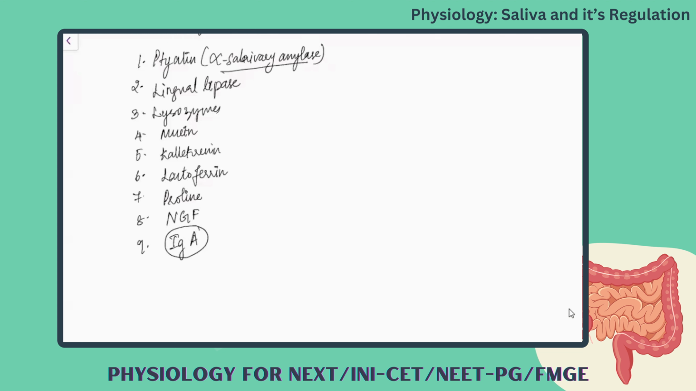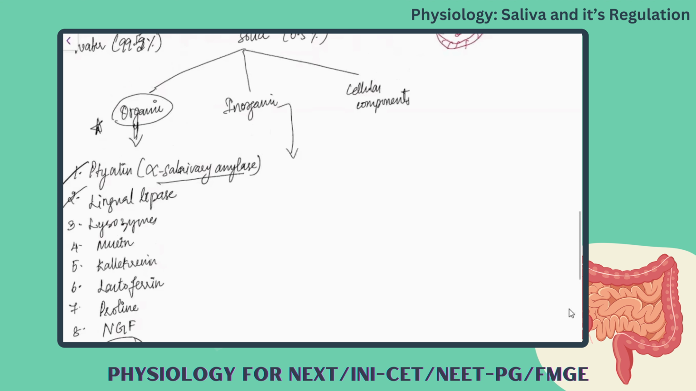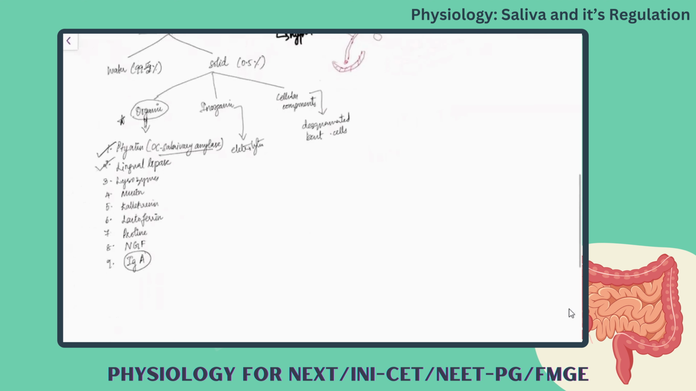So these are the organic solid components which are present in the saliva, and the main enzymes involved in digestion in the mouth are alpha salivary amylase and lingual lipase. This is not the only place where carbohydrate and fat get digested; this is the place where the beginning of fat and carbohydrate digestion happens. Okay, clear. And coming to the inorganic substances, they include all the electrolytes: sodium, potassium, magnesium, calcium, chloride, bicarbonates, all those things. And the cellular components contain only desquamated epithelial and bacterial cells. Okay, clear? So this is the composition of saliva.